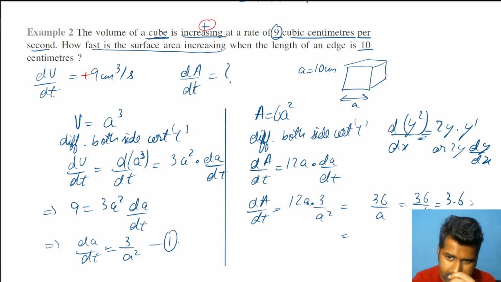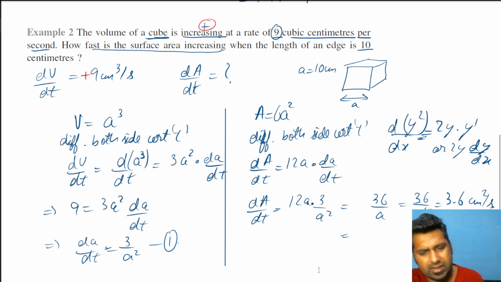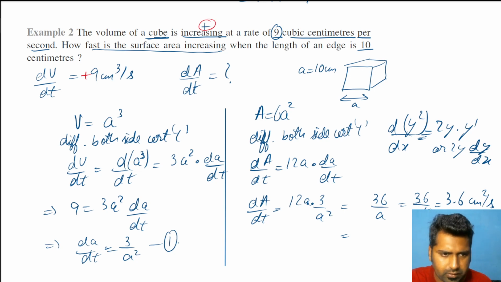Now you know the value, a is 10, so put the value, so 36 by 10, that's 3.6, and what will be the unit? Centimeter was given, so centimeter square per second. That will be the answer of this. So remember, you have to put the value at the last, don't use before that. So just an application of chain rule here again.